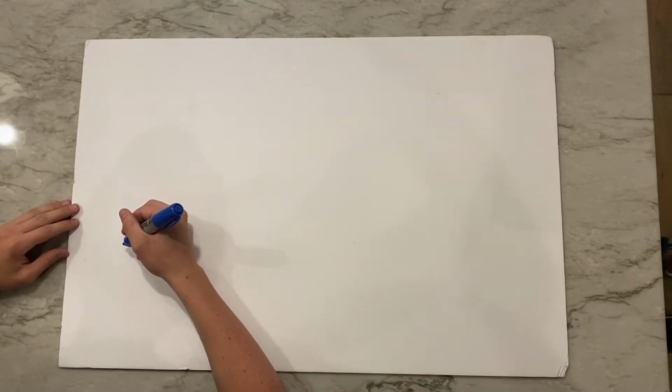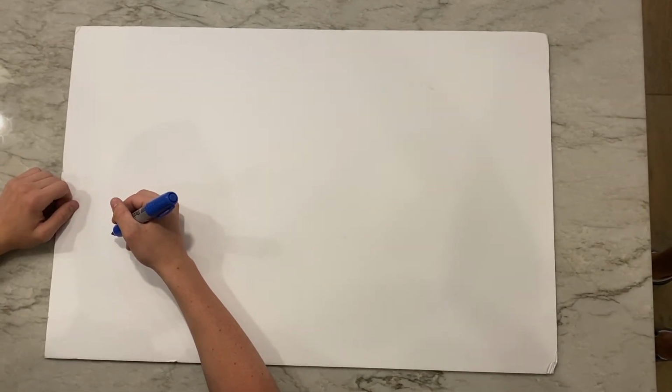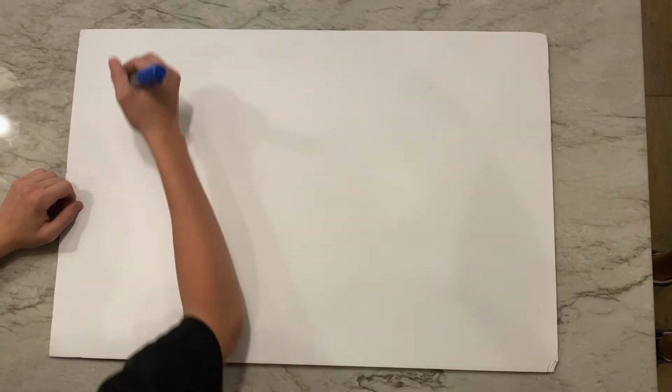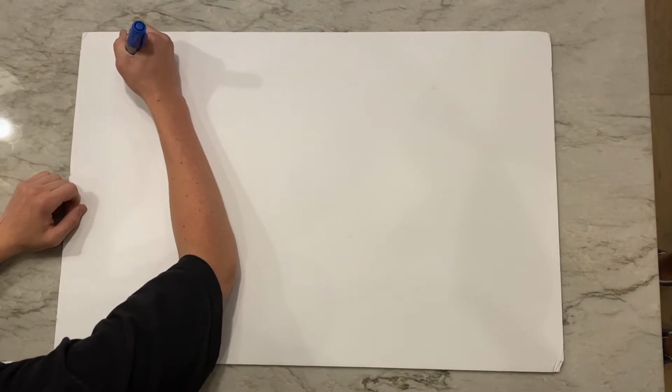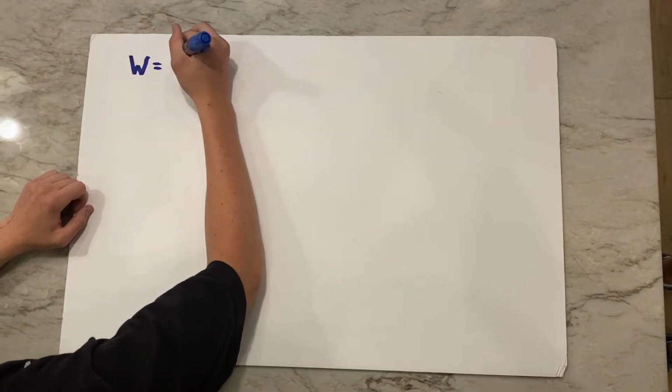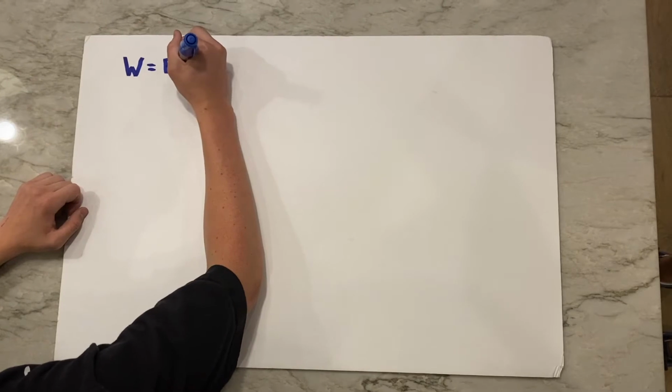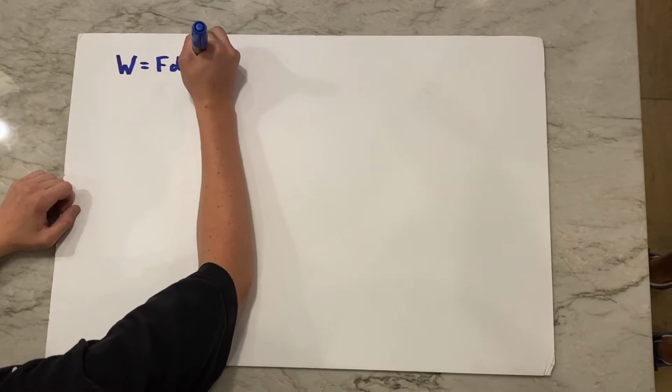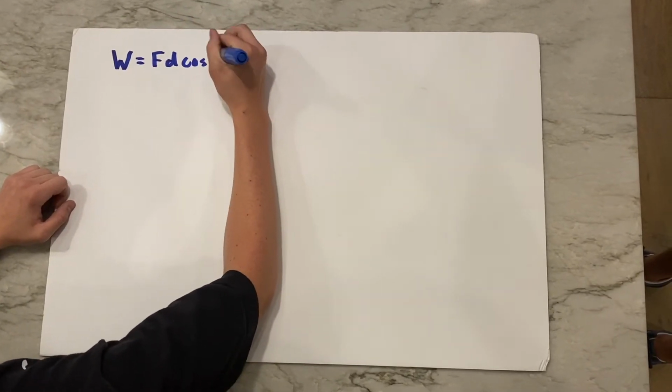So, we defined work already, but what are the equations for work? What are the units of work? We have 2 equations for work. The first equation is work equals the force times the distance times cosine of theta.